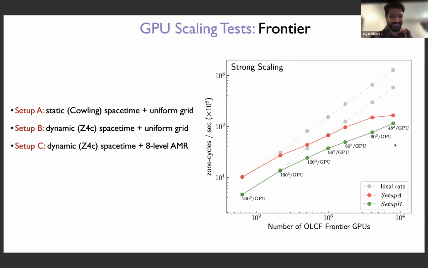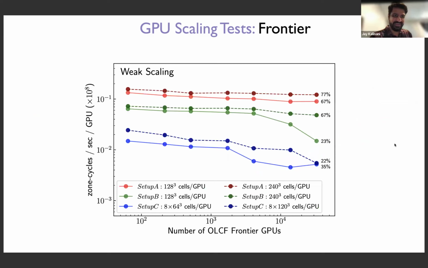Thanks, Jay. Right, so for weak scaling, again, these results are old from the paper. For setup A, for example, when we have a workload of about 240 cubed cells per GPU, we are able to maintain more or less 77% efficiency, comparing 8 nodes to 2048 nodes of performance on GPU nodes.